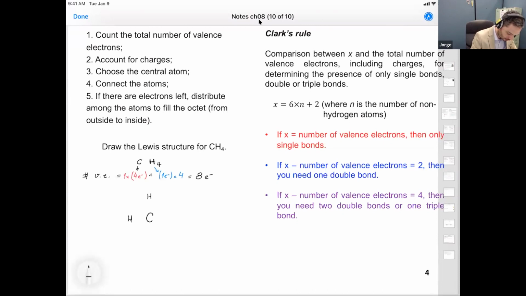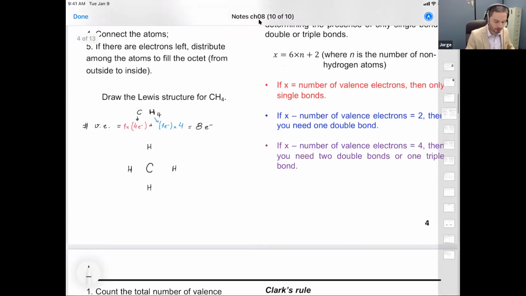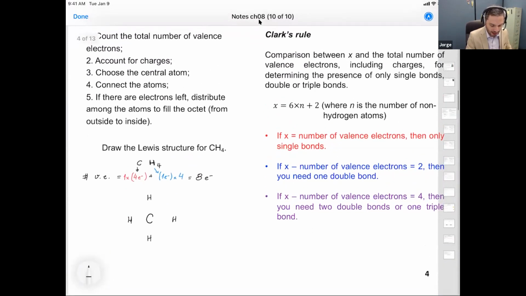Hydrogen, hydrogen, and hydrogen. Okay. How are those atoms connected? Are they connected through single, double, or triple bonds? So to figure that out, to have an idea, now let's use the Clark's rule.